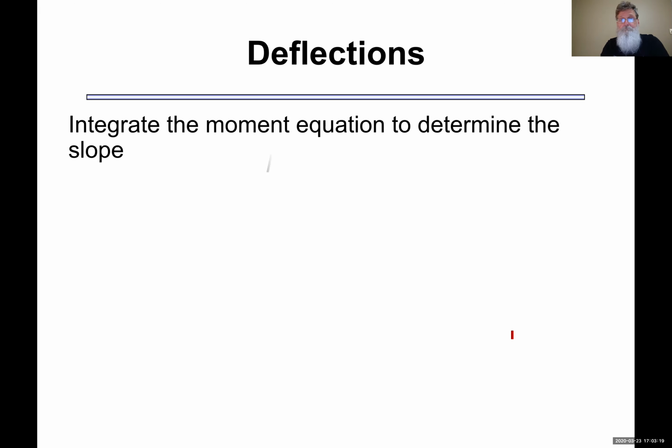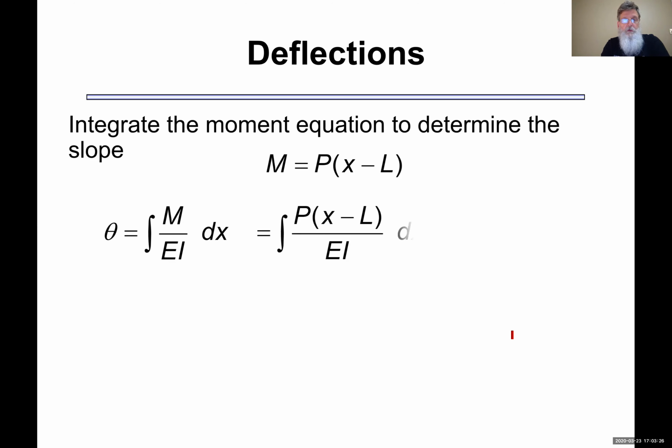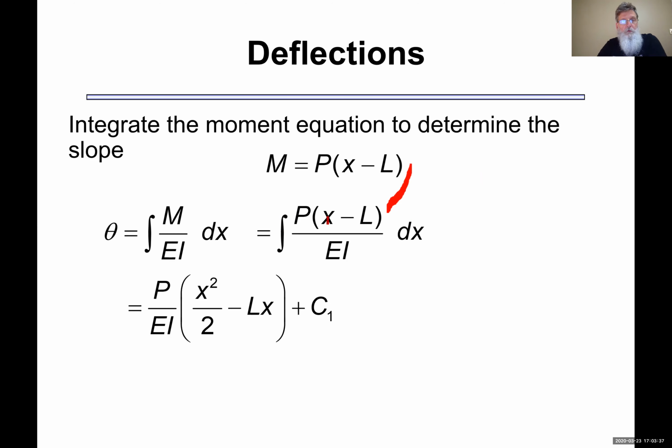So now I just need to integrate. There's my moment equation. So slope is M over EI. So I'm going to integrate that. You can see there's my moment equation plugged in right here. And this is a simple polynomial to integrate. So I'll do the integration. You can see x becomes x squared over 2, and then L is a constant, so I get Lx. And this is something that you're probably not used to much if you've been out of math for a while: this is an indefinite integral, so we generate an integration constant.